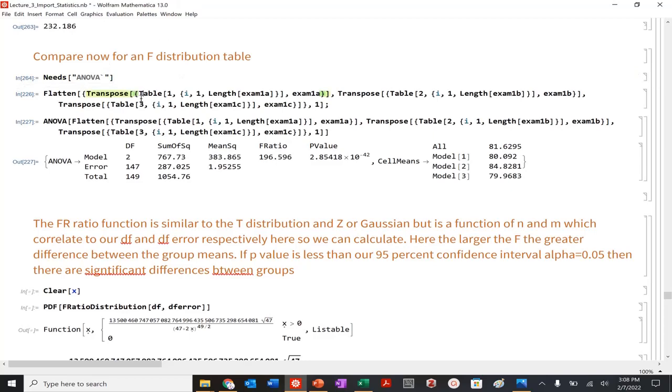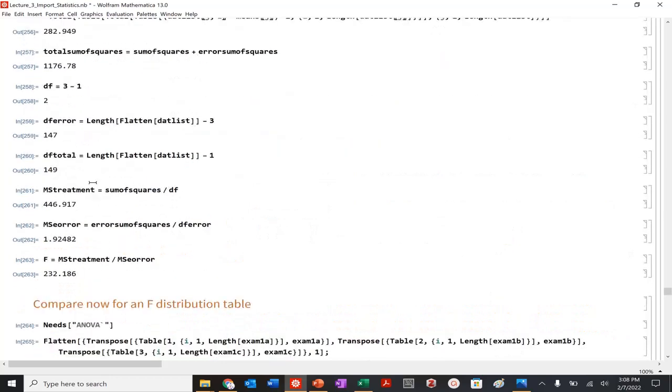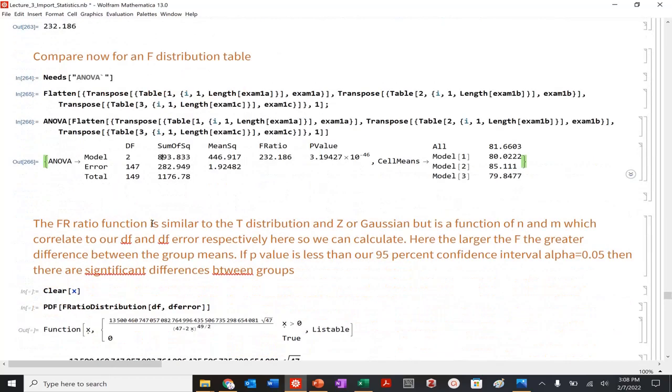So we can do the same thing with Mathematica in kind of one shot in this table. And we can see this F ratio is the same here. We get kind of the same error here, sum of squares values, etc. But the question is, how do we actually talk about this table?